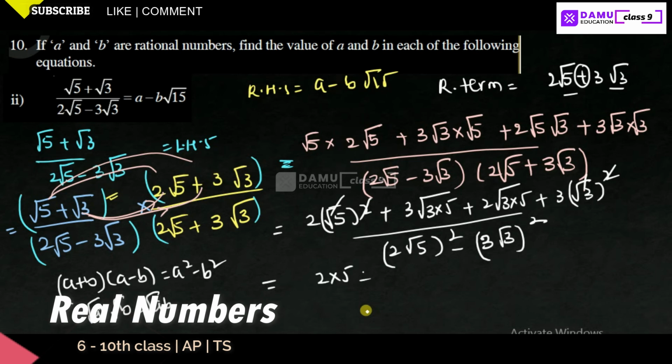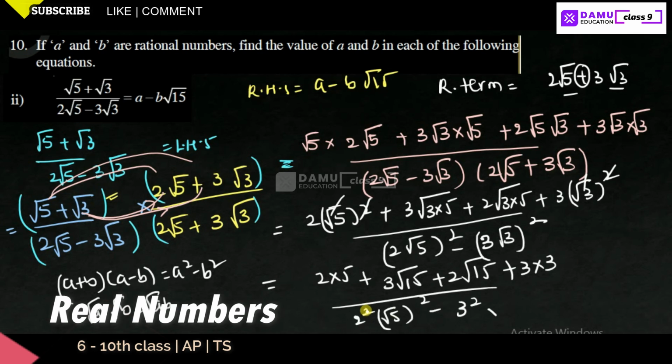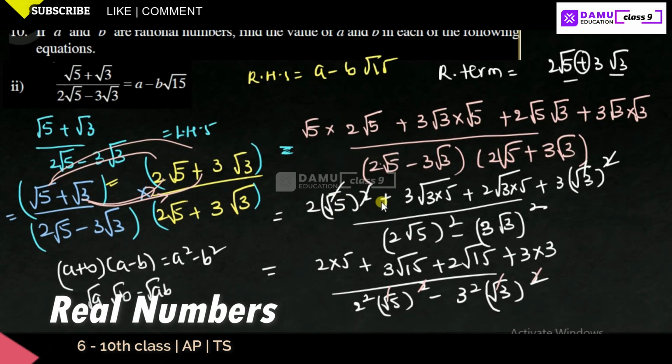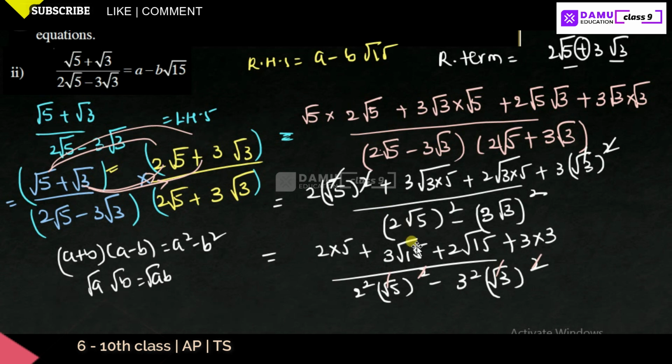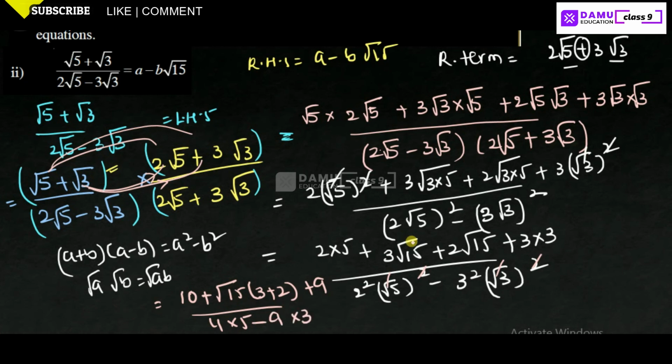So 2 into 5 plus, taking common, 2 into 3 5s are 15 plus 2 into 3 5s are 15 plus 3 into 3, whole divided by 2 square root 5 whole square minus 3 square root 3 whole square. Like this we can do. Here the square and square root cancel. So 2 5s are 10 plus, taking square root of 15 common, 3 plus 2, plus 3 3s are 9, whole divided by 4 into 5 minus 9 into 3.